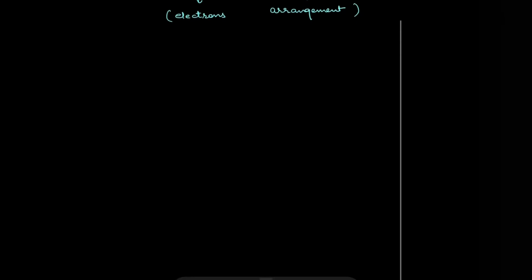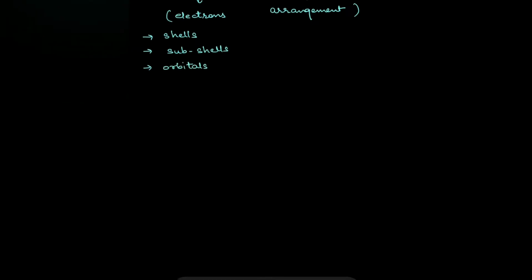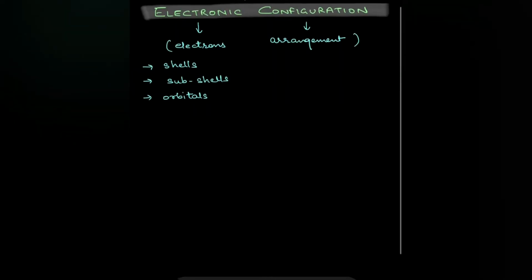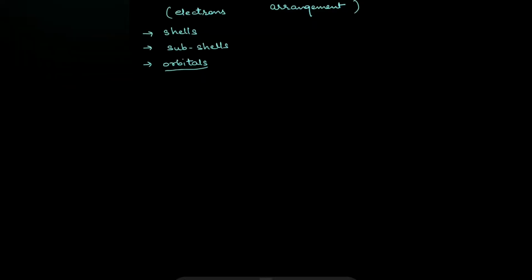Now electrons' address can be designated by three things, that is shells, then subshells, and the third thing is orbitals. Now for writing the electronic configuration, atomic number is a must, so we should know the atomic number of an element. Now to write the electronic configuration, we have to follow a principle called Aufbau principle.